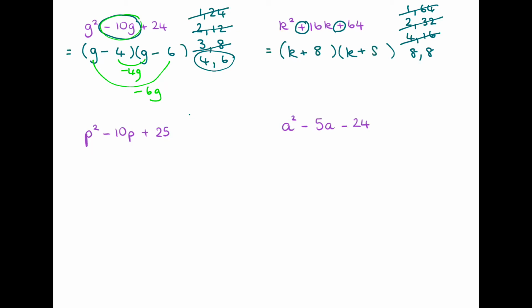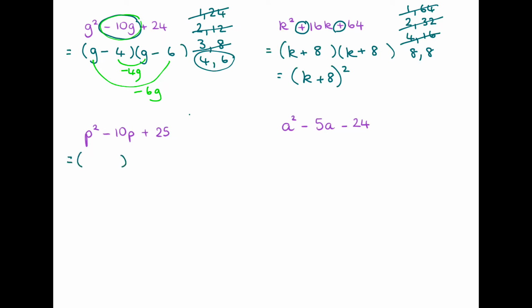So if we put 8 there and 8 there, then we get 8k from that and 8k from that. So 8k and 8k gives us our plus 16k. But let me just undo those bits of writing. Because these brackets are the same as each other, we can write that more simply as k plus 8 squared, because it's k plus 8 times k plus 8. Okay, 2 more to go.